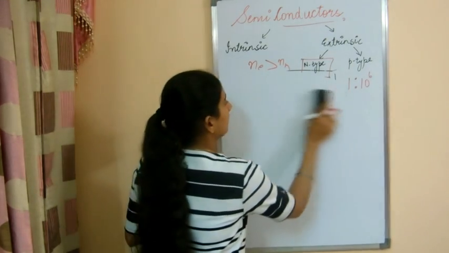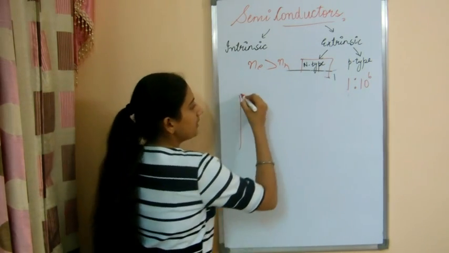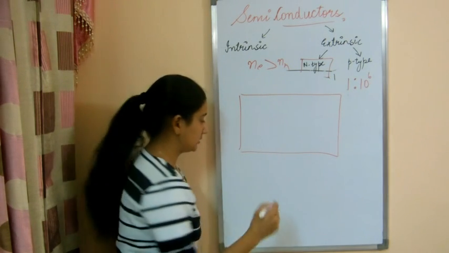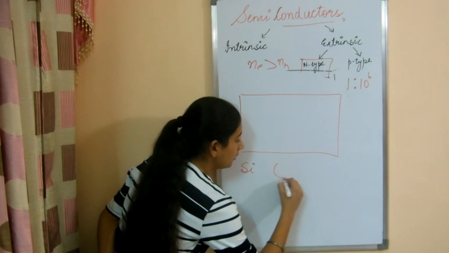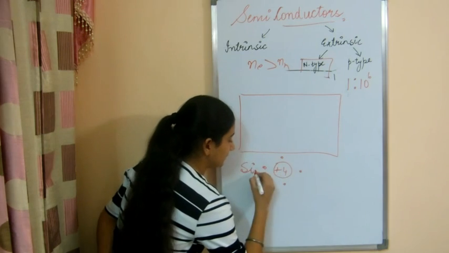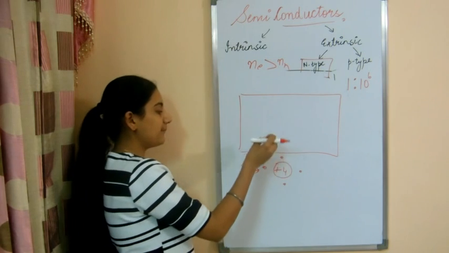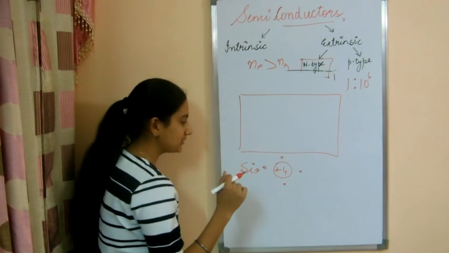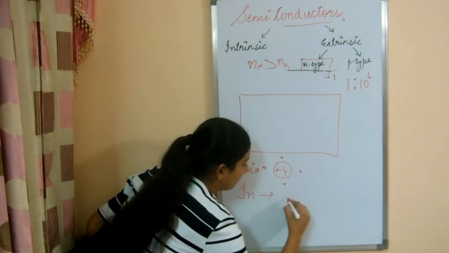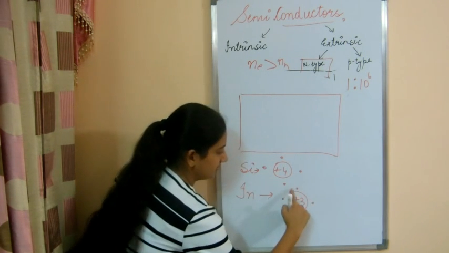Now, if I talk about p-type semiconductors, for p-type semiconductors we have an atom which has 3 valence electrons. Silicon has 4 valence electrons and 4 protons in its nucleus. I am just talking about the valence ones. Now if I introduce some impurity in it which has 3 valence electrons, let it be indium, so it will have plus 3 and 3 of its electrons.